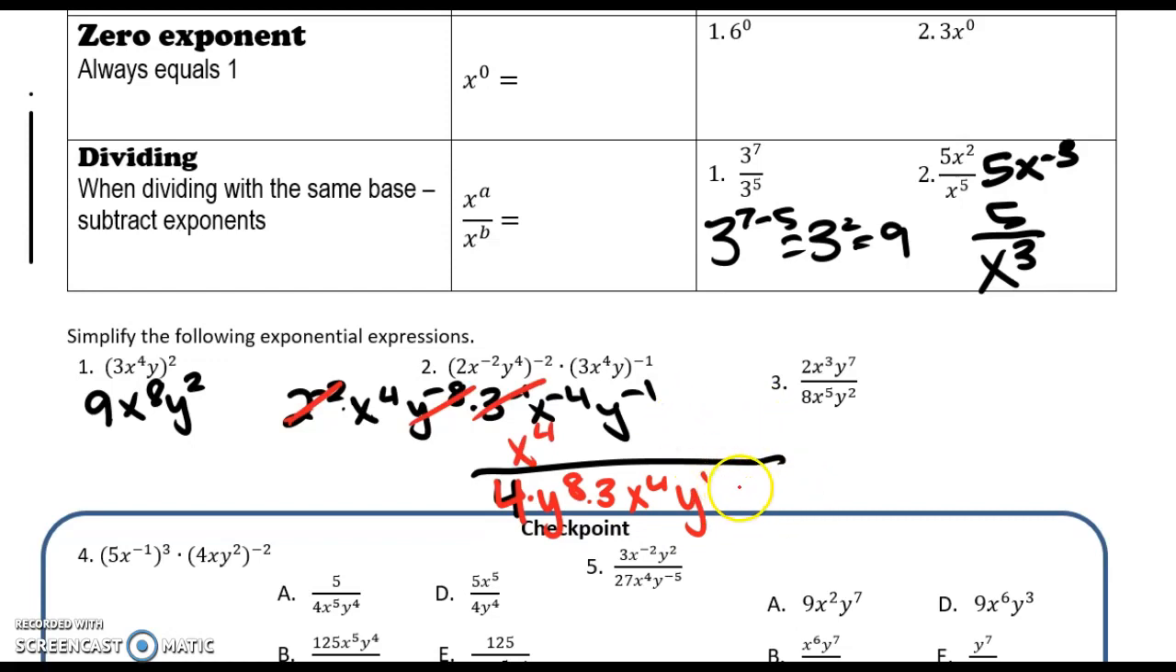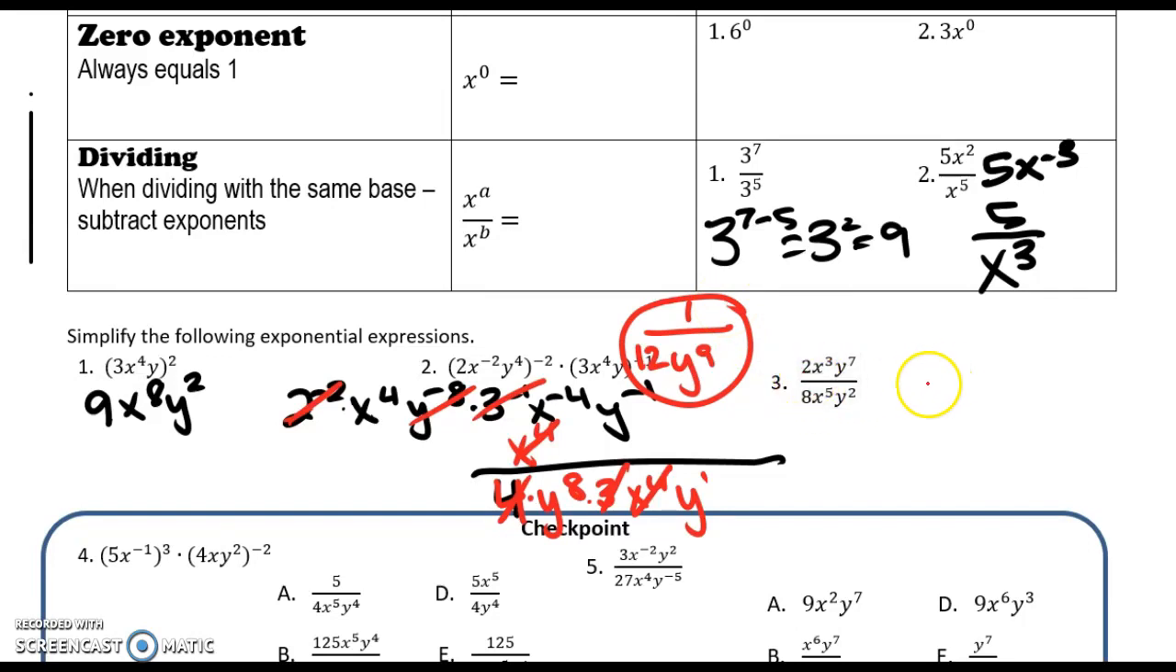So this turns into, I'm going to write it up here. So the x to the fourth and the x to the fourth, if you divide those, you get 1, so they cancel out. So you're left with 1 in your numerator. 4 times 3 is 12. And then you're left with y to the 8th times y to the first, which is y to the 9th. So the answer to this one is 1 over 12 y to the 9th.